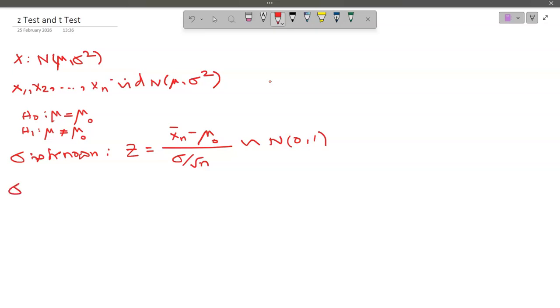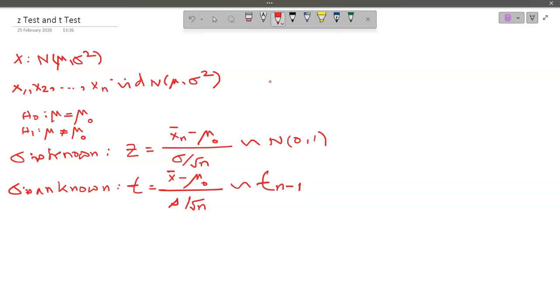When sigma is unknown, we use the t statistic, Xn bar minus mu 0 by s by root n, where s square is the sample variance, and this is distributed as t with degrees of freedom n minus 1. So when sigma is known, we use the z-test. When sigma is unknown, we use the t-test.